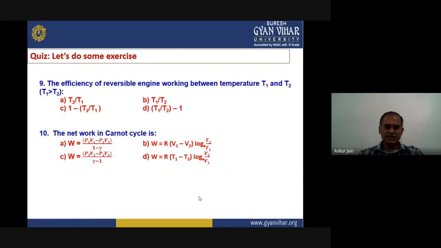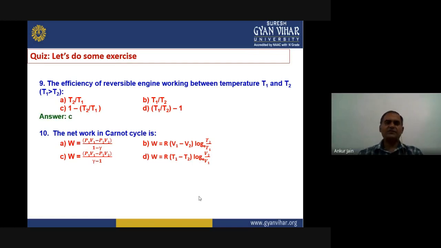The next question is, the efficiency of reversible engine working between temperature T1 and T2, where T1 is greater than T2, is equal to T2 upon T1, T1 upon T2. This is the formula for efficiency actually. So you can directly answer that the option C is the right answer, 1 minus T2 upon T1.